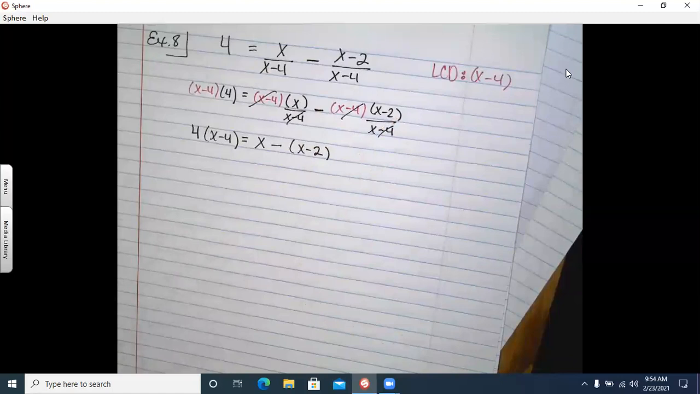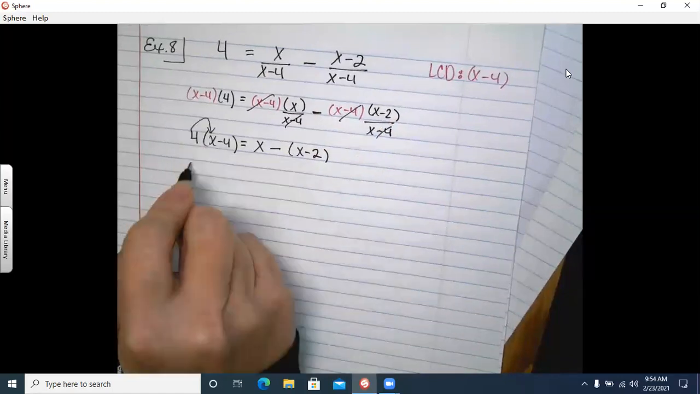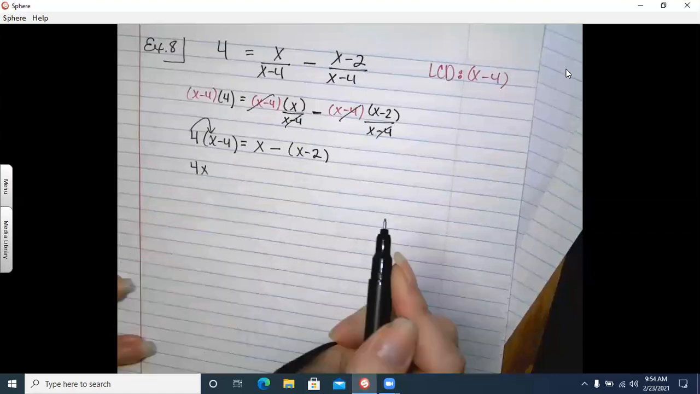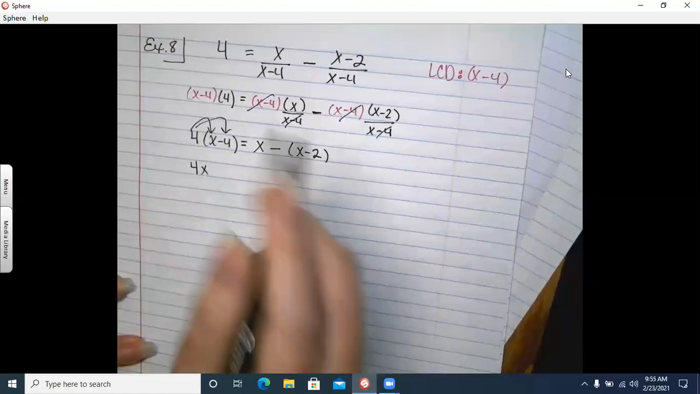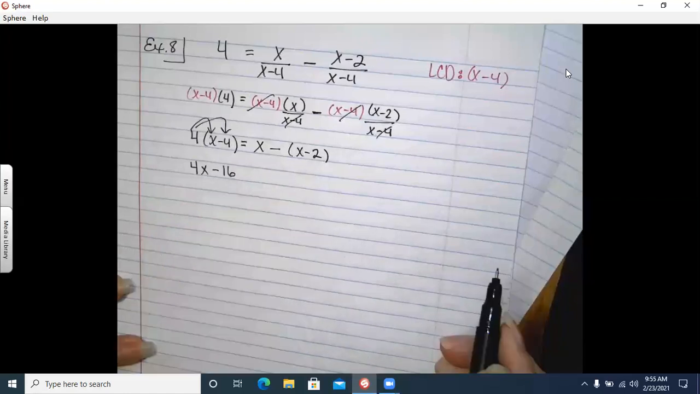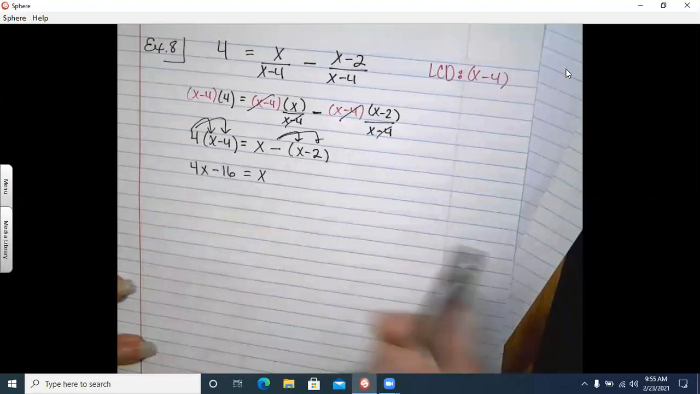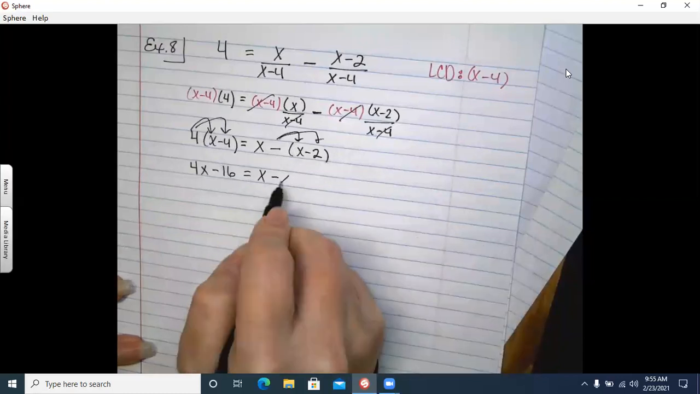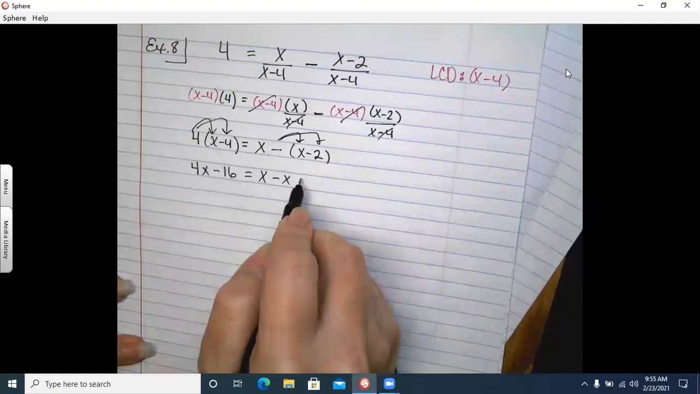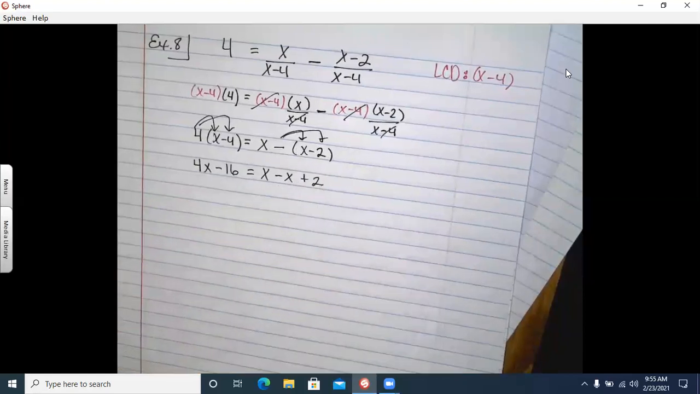So I need to distribute to get rid of my parentheses. 4 times x is 4x. 4 times negative 4, negative 16. Bring down your equal sign, keep everything lined up. X, there was no multiplying. And then I've got to distribute that negative. So negative times positive x is negative x. Negative times negative 2 is positive 2. Anybody confused by that?